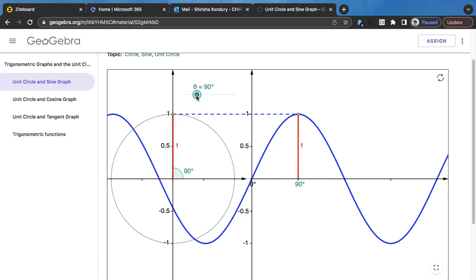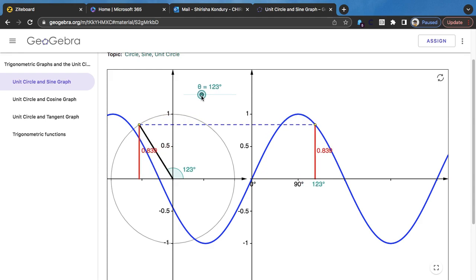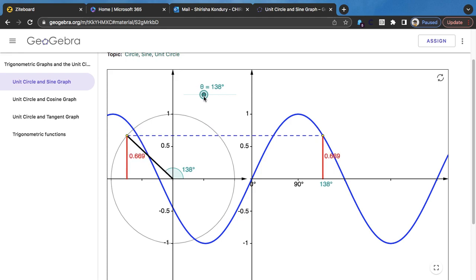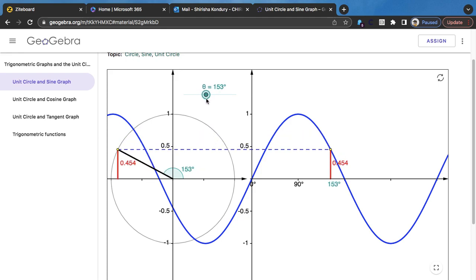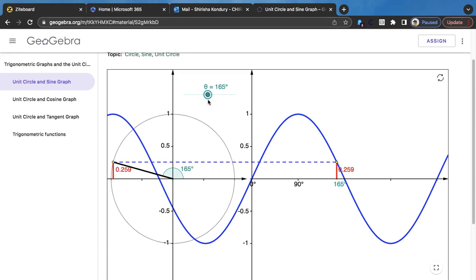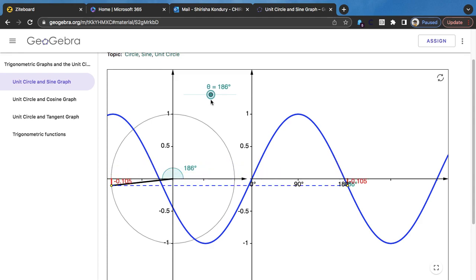And it reaches maximum value at 90. Opposite side becomes 1, adjacent side becomes 0. Then it goes in the second quadrant, and again I form a triangle where opposite side is decreasing, adjacent side is going on increasing, and I'm reaching a value when adjacent side will be maximum. Where will that happen? At 180. And opposite side will be 0. So sine value has become 0.